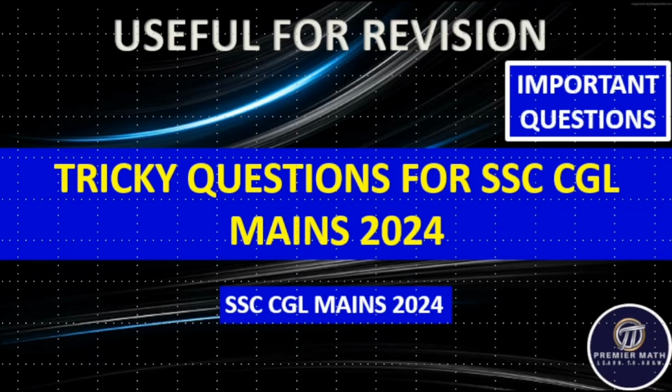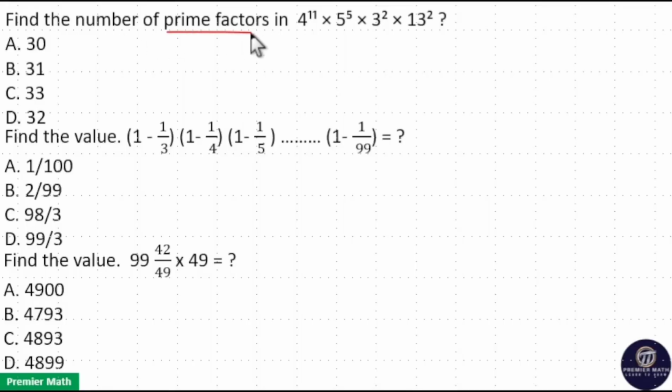Our first question is find the number of prime factors in the following terms. Whenever you get this kind of questions, always write the base numbers in prime factors. Here 4 is equal to 2 square. So 4 raised to 11 is equal to 2 raised to 22. And here 5, 3, 13 all are prime numbers. Now take the sum of powers of these prime numbers, that is your answer.